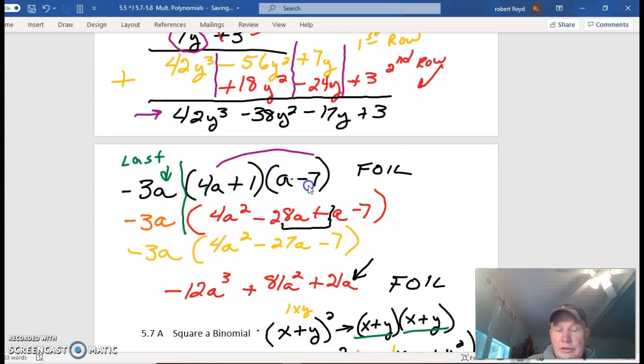So when you FOIL these two: first times first, 4a squared, outside negative 28a, inside positive a, and remember there's one of them, and then last times last. Combine the middle two, and then distribute your negative 3a times each term.